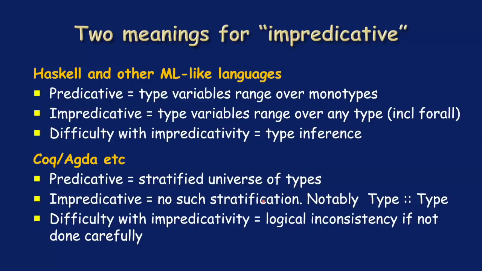Now, in dependent type theory, predicative usually means that there's a stratified universe of types. And impredicative means we don't have such a stratified universe, and in particular, type has kind type. And the difficulty with impredicativity there is that if you're not careful, you get into logical inconsistency, and you really can't have that at all in a language of full-on dependent type theory. So you really have to be very careful with that form of impredicativity. But I'm going to use it today just in the sense of type variables can range over polymorphic types.